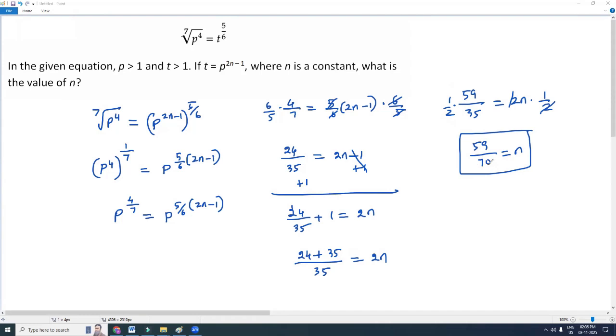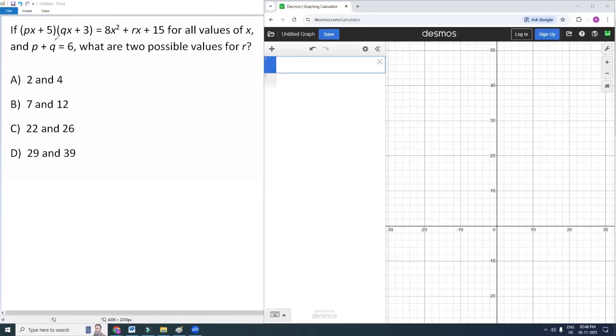Okay, let's look at the next problem. If px positive 5 times qx positive 3 equals 8x squared positive rx positive 15 for all values of x, and p positive q equals 6, what are two possible values for r? Now let's consider the given equation over here. In this equation, we have to find two possible values for r.